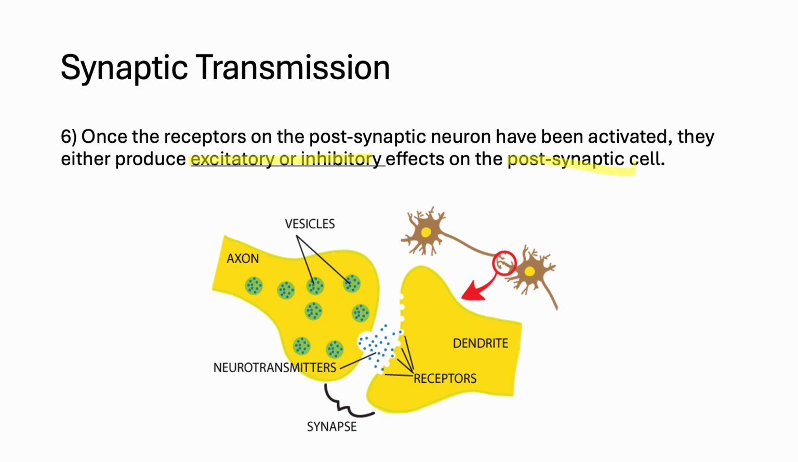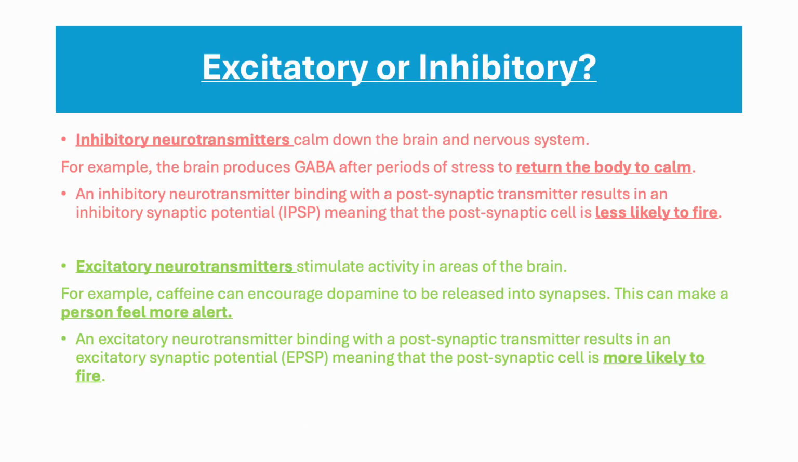So what we mean by excitatory and inhibitory is there are different types of neurotransmitters in our brain. Inhibitory neurotransmitters typically calm down our brain and nervous system. So it's something that can help return the body to calm. What happens is, if the neurotransmitter is inhibitory and it binds to the receptors of the postsynapse, it doesn't stop the cell firing, because the cells are always firing in our brain, but it means that message is less likely to be passed on. That postsynaptic cell becomes less likely to fire.